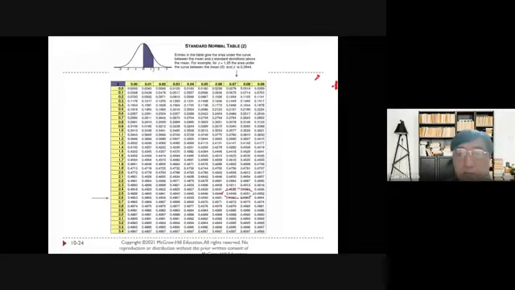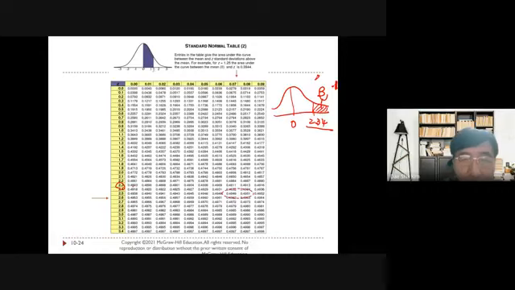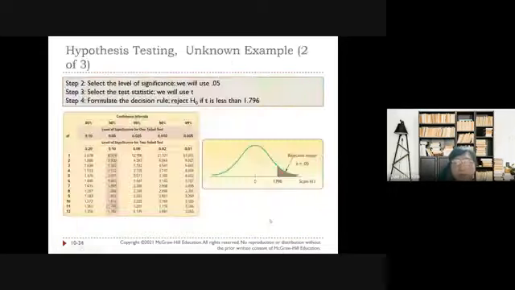This is better. So we need to find out 2.34. Zero is here. 2.3, then 1, 2, 3, 4. This area is 0.4904. Then beta is 0.5 minus 0.4904, which is 0.0096. I've calculated this one: 0.0096.